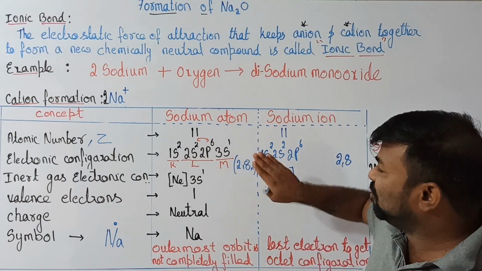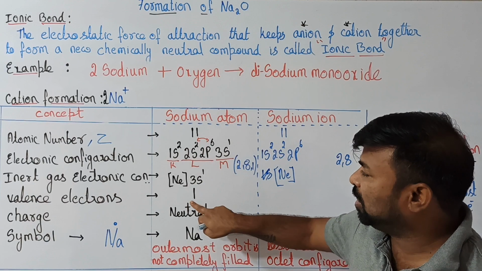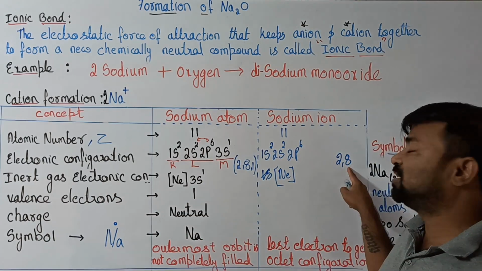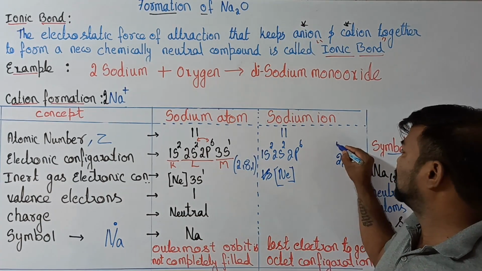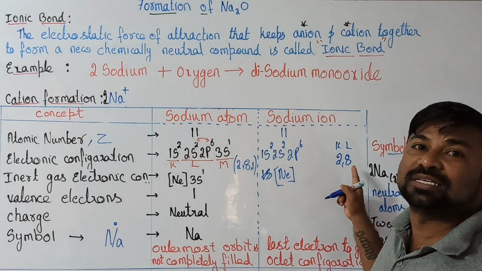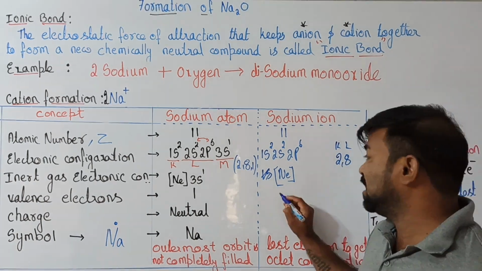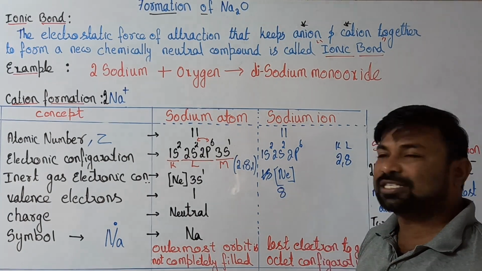Neon. So if you remove the 1 electron, how many valence electrons are there? Which is the last orbit now? If this is K and this is L, the last orbit is L, and it is having 8. So valence electrons are 8.